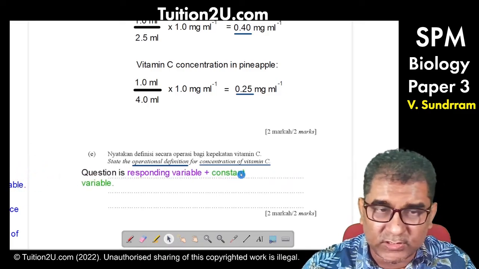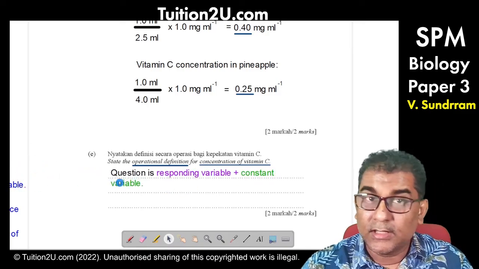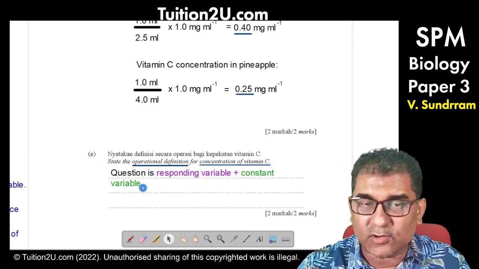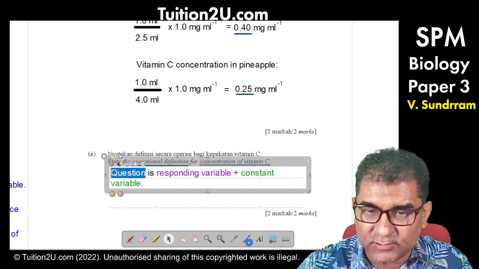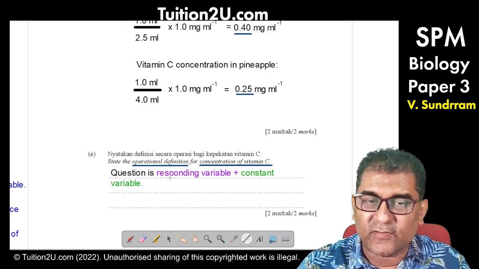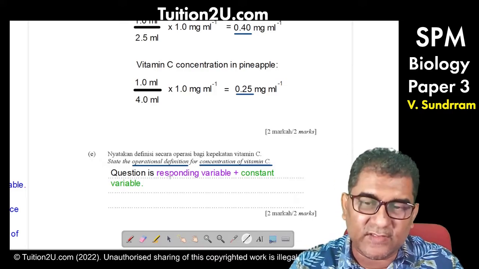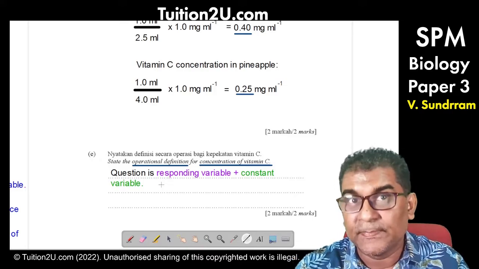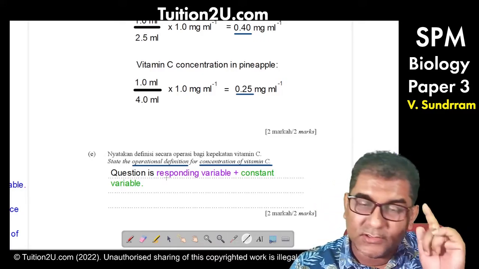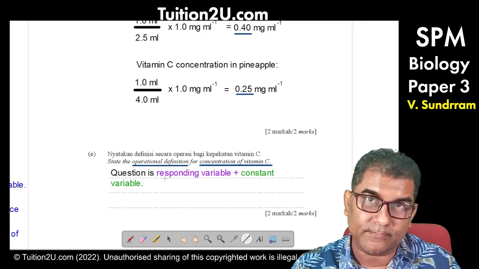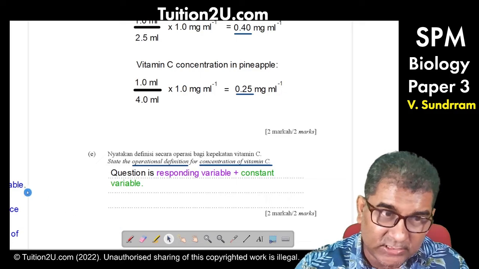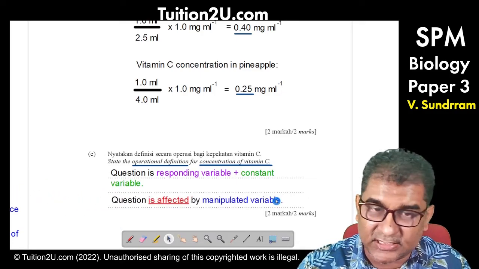So what we are going to do is this. The technique to answer the question is responding variable plus constant variable. When I say question, I mean what is asked in the question. So concentration of vitamin C is responding variable and constant variable. Meaning in the first sentence, you need to have responding variable and constant variable. What is missing? Manipulated variable. So manipulated variable, you write it in the second sentence.